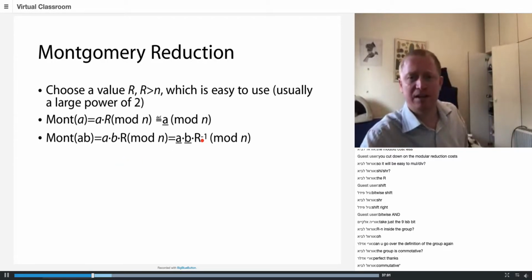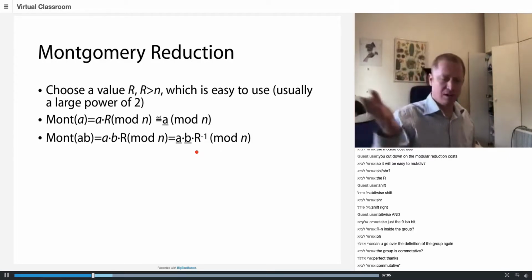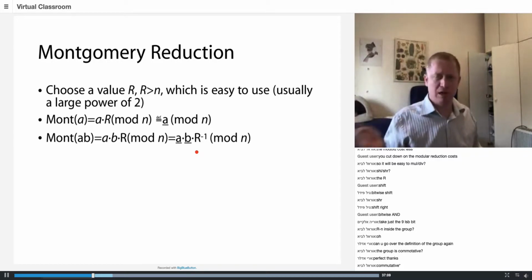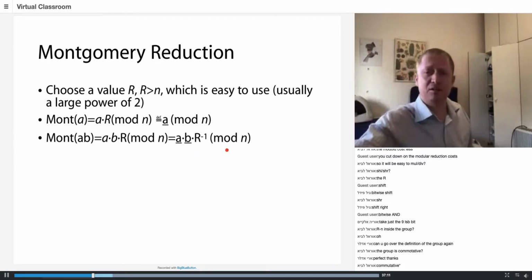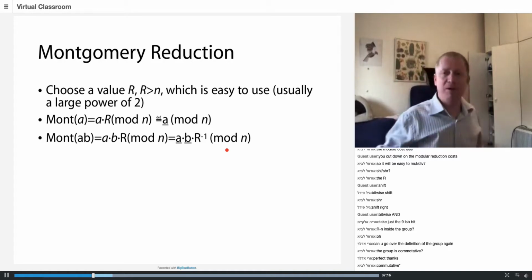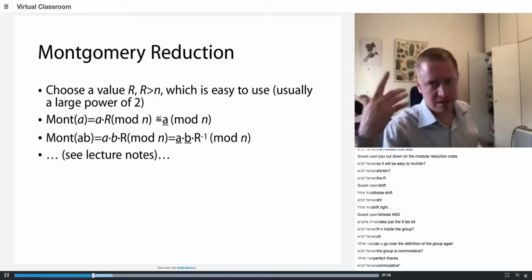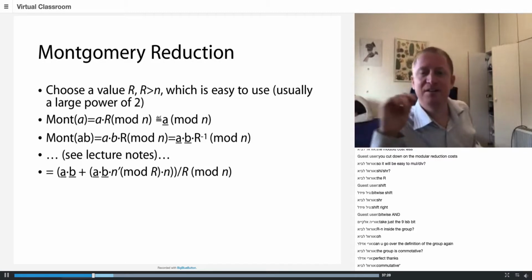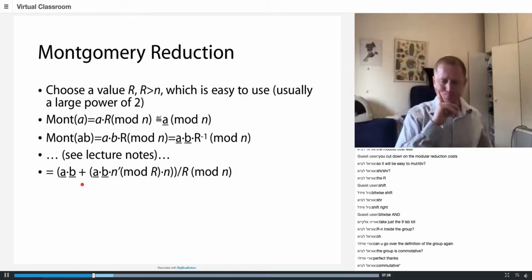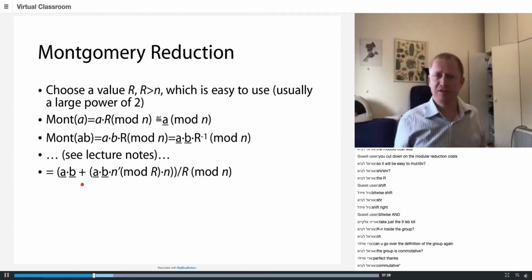I have to do A times B, and I multiply by R minus 1. I can calculate it using, how do you call it, Extended GCD. It's very cheap to calculate. But this still looks like I need the modular reduction. But then this is the genius of Peter Montgomery, which is explained in the lecture notes. This is actually equal to this fantastic looking formula, which also doesn't look very helpful for us.